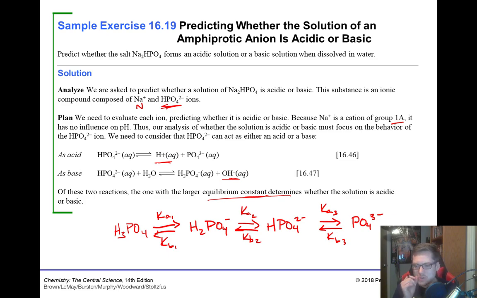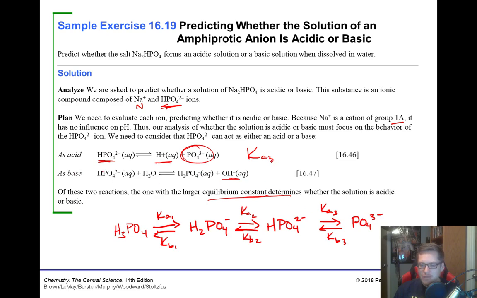So what we have to think about is these two reactions that we're looking at: which Ka are we applying here? Well, for this one, we're going from HPO4 2- to PO4 3-. So this would be our Ka3, because we're going from this one to this one. So that's our Ka3 that we're looking at.